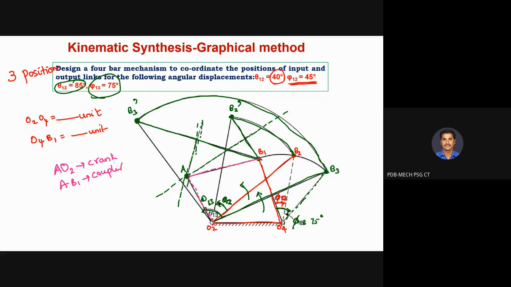So you already assumed O2 O4 and O4 B1 with some assumptions. So what is the interpretation you are going to make? When it is two position, you are getting a lot of assumptions. That is, frame, rocker, and point A are assumed somewhere, so all the dimensions are going to be approximate data. When it is 3 position, your point A is fixed, so you will be getting fixed link dimensions of the crank and coupler.